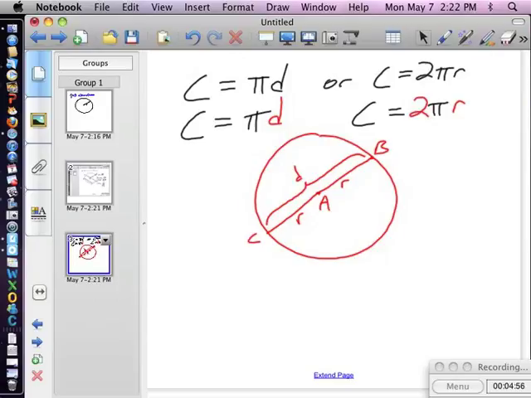Sometimes you're given the diameter, in which case you'll want to use this formula. Sometimes you're given the radius, and you'll want to use this formula. Either way, you can use whichever formula you want. You'll just have to make sure that you use the appropriate information. If you want to use the formula on the right and you're given a diameter, you just have to cut it in half to make it a radius.